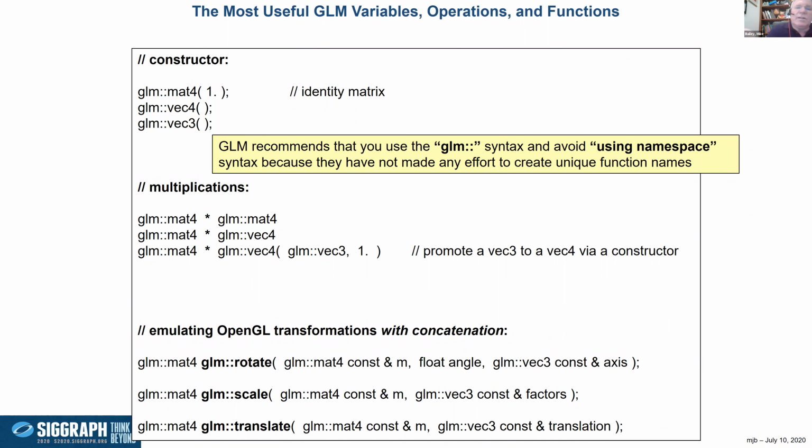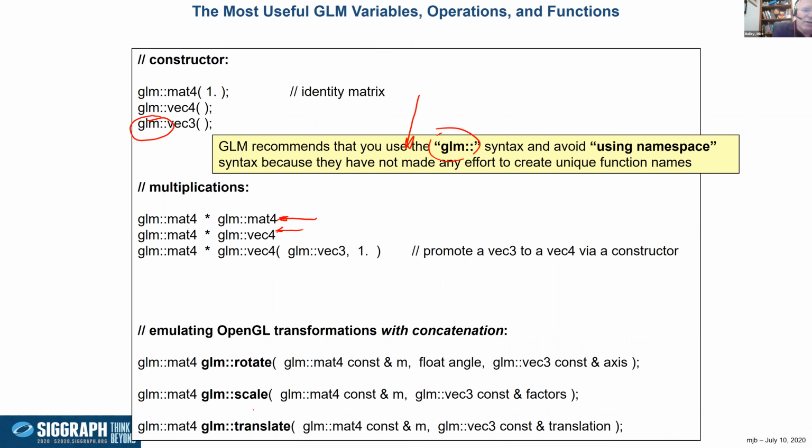GLM recommends that you use this syntax so that you're always putting glm:: out front. The reason is they made no effort to use the same letter or two letters at the front of all the GLM functions. So it's not like OpenGL where there's a GL or Vulkan where there's a VK. And so it's real easy to happen that you've got a vec3 somewhere else in your program. So they recommend you just keep putting glm:: in front of it. But they've overloaded the multiply operator, so you can do things like that or do things like this.